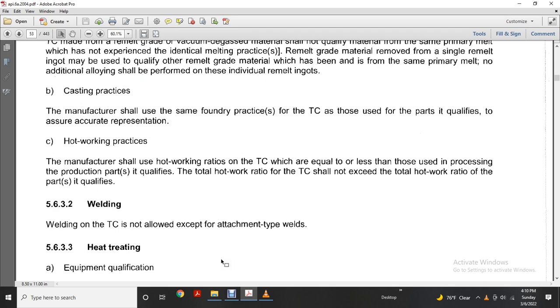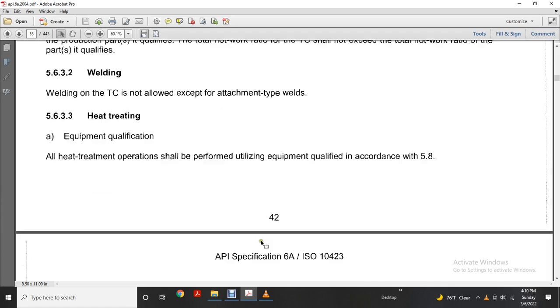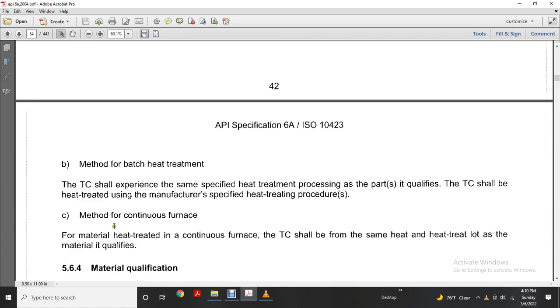5.6.3.2 Welding. Welding of the test coupon is not allowed except for attachment type welds. Heat treating equipment qualification. All heat treatment operations shall be performed utilizing equipment qualified in accordance with 5.8. Method of batch heat treatment: the test coupon shall experience the same heat treatment. Specified heat treatment processing: the test coupon shall be heat treated using the manufacturer's specification and heat treating procedure. Method of continuous furnace: material heat treated in the continuous furnace, the test coupon shall be with the same heat treatment. Lots of the material qualified.